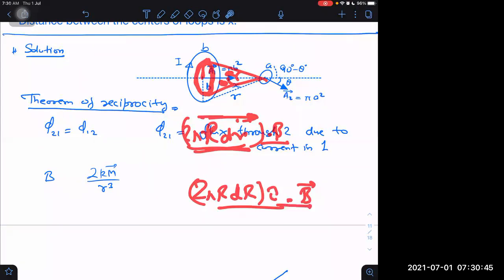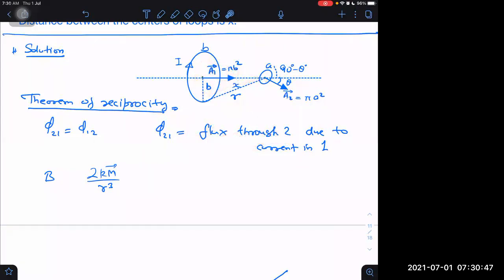2 pi r dr. Why did you write 2 pi r dr? It is a ring element here. I will find the field due to it, both a ring node, not discrete. It is a ring node, sir. Ring carrying current.